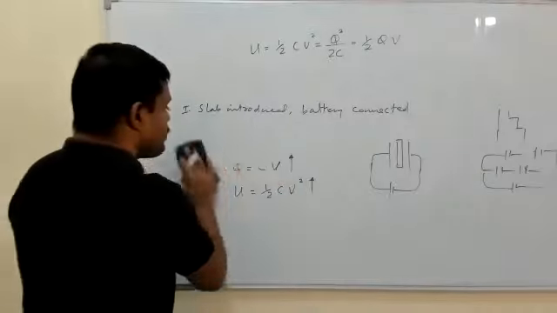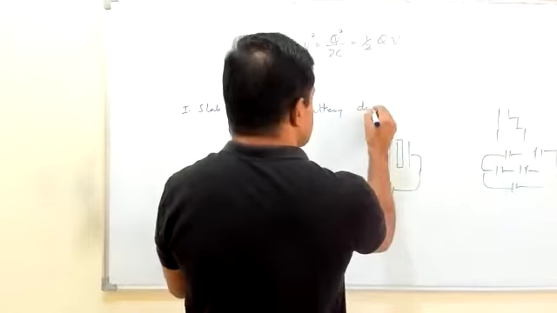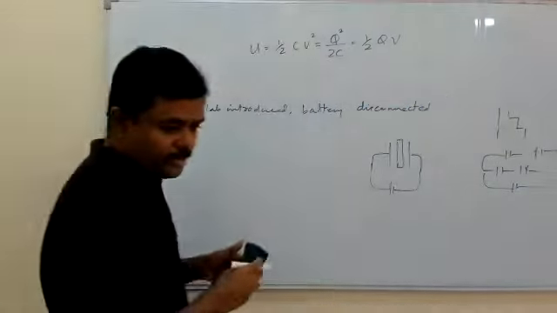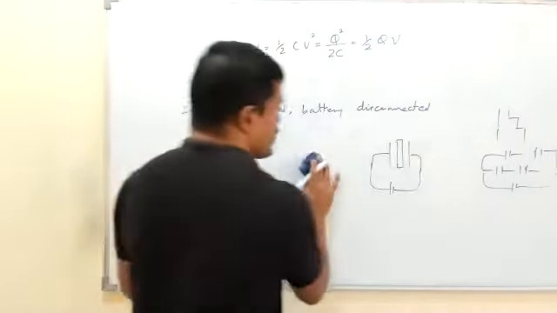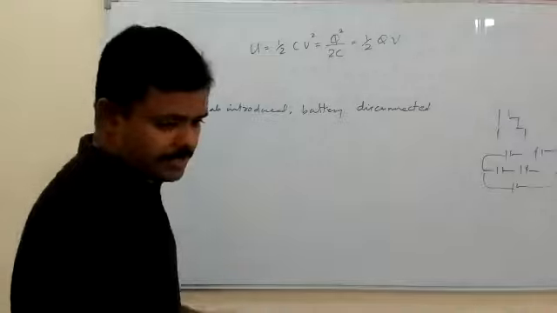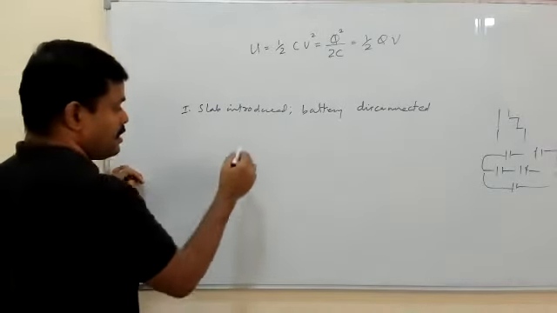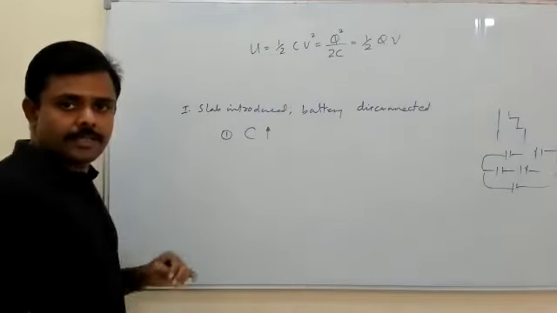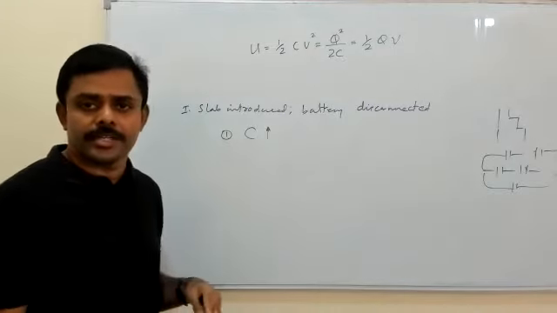Next one. Slab introduced, battery disconnected. Right. Battery disconnected or removed. Tell me what you're going to do. Slab introduced, battery disconnected. Number one, capacitance increases. Why? Because slab is introduced. When slab is introduced, capacitance should increase, right?